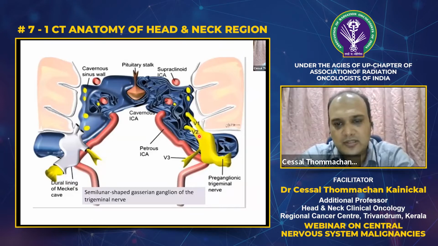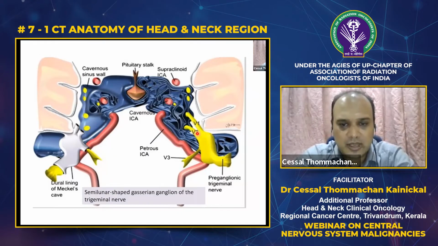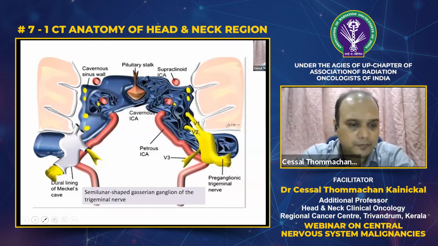This is the semi-lunar shaped Gasserian ganglion. You have the pre-ganglionic and the post-ganglionic parts of the 5th cranial nerve. The post-ganglionic part is after the ganglion divides into the 3 divisions. This is the ophthalmic, and this enters the superior orbital fissure. This is the foramen rotundum, and this enters the foramen ovale.